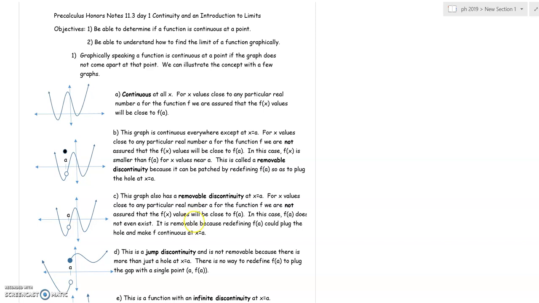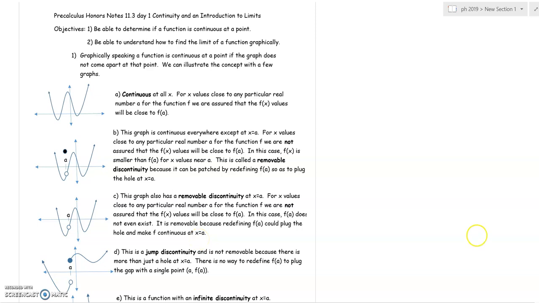Part C, this graph also has a removable discontinuity at x equals a because for x values close to any particular real number a for the function, we're again not assured that f of x values will be close to f of a. In this case, f of a does not even exist. It is removable because redefining f of a could plug that hole and make f continuous at x equals a.